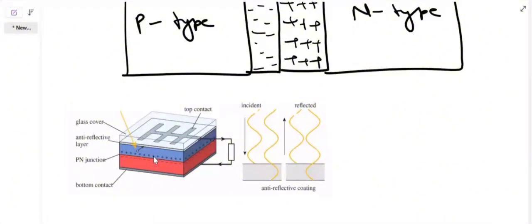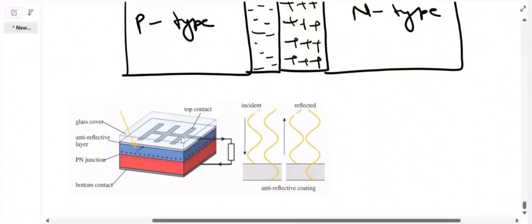So the top contact does not cover the whole top and it leaves some space for the light to get into the PN junction. You can see the top contacts here. The silicon is very shiny, so an anti-reflective layer has been added to it to reduce the energy loss done by reflection. The light reflecting off the thin film undergoes a phase change of pi, and the light actually gives out the free electrons.